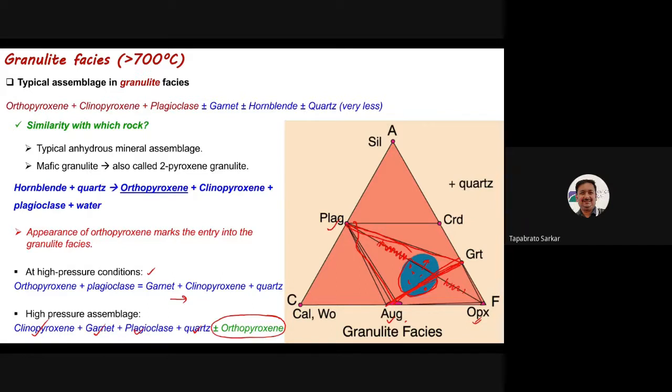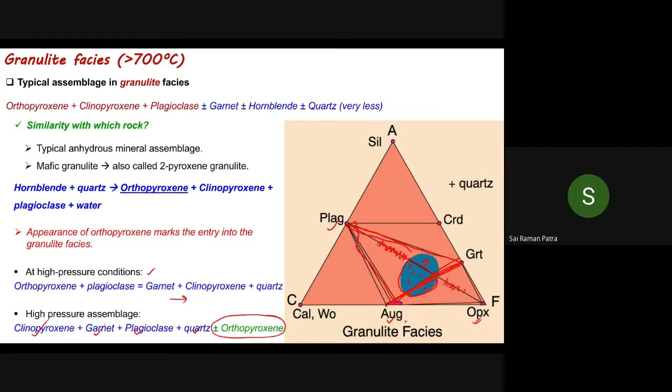Once again, I did not get your question. Initially the tie line is connecting plagioclase and orthopyroxene. Then the next tie line at high pressure is connecting augite and garnet. It depends on the stability of the minerals. At higher pressures we have to draw the diagram differently, because as we increase the pressure, orthopyroxene reacts with plagioclase to form garnet and clinopyroxene.